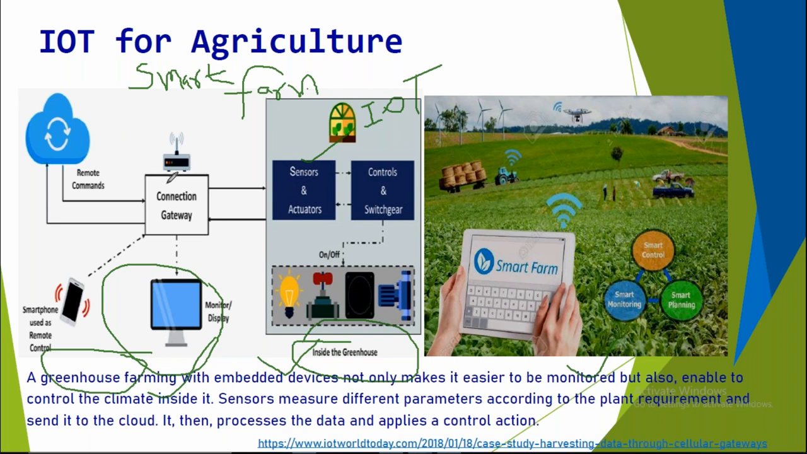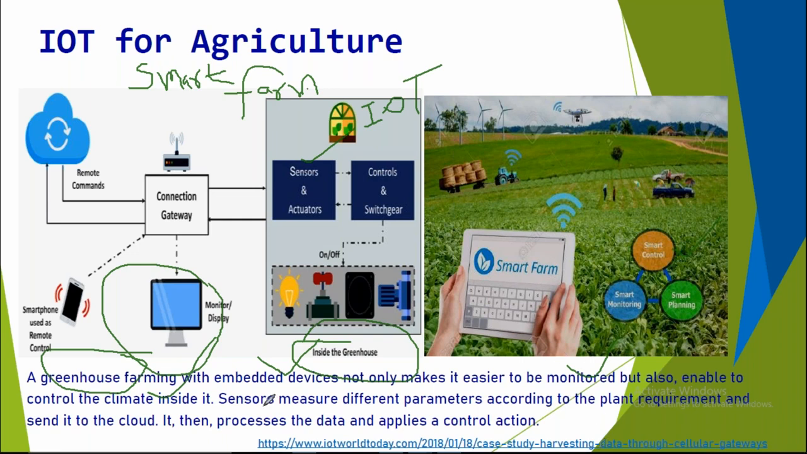Of course, here you can also include some processing system for data analysis, comparing with some standard conditions, then giving some alert, like water is required, or temperature is required, or leaf health is diminishing. This is smart farm: smart control, smart monitoring, and smart planning, right from seed sowing to supplying water or chemicals, and then the yield of the crop.